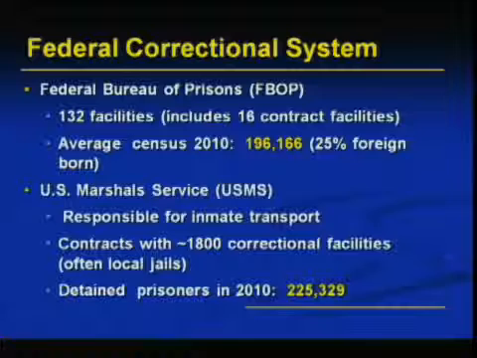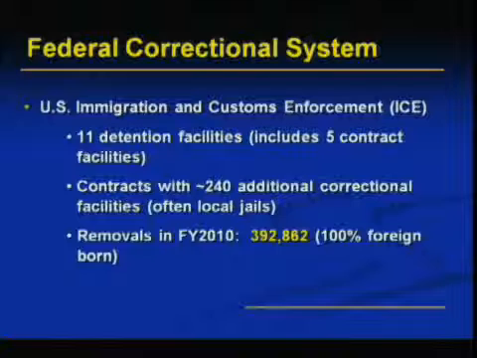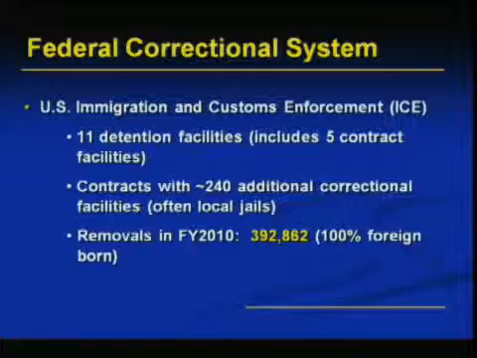And there's ICE, our Immigration and Customs Enforcement. Our colleagues there are responsible for managing 11 detention facilities that house criminal aliens, but they also have contracts with 240 additional correctional facilities throughout the United States. A dramatic increase in the number of individuals removed by ICE last year. You can see nearly 400,000. Some of these individuals from other countries were in the United States for a day, some of them for a year. Many of them interfaced throughout all 50 states through our local jail system.